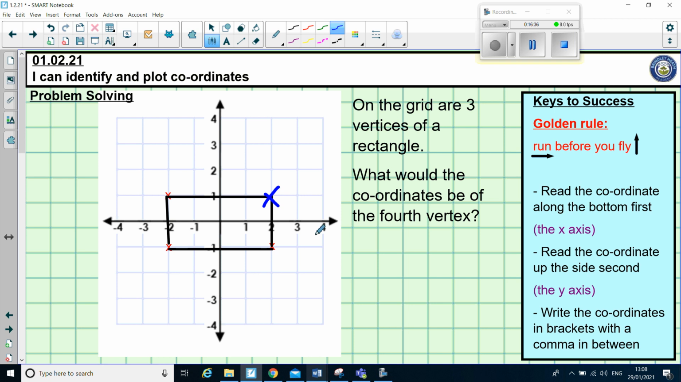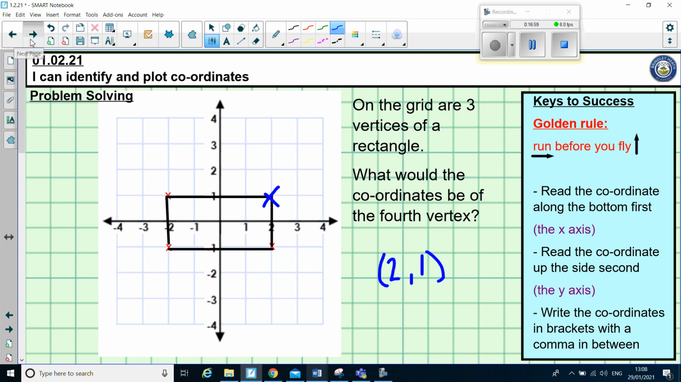Well, run before I can fly, it is going to be 2, 1. Okay, so I have drawn the rectangle on to help me work that out, and on maths.co.uk you can draw on the screen using the pen if you need to help you work out those coordinates.